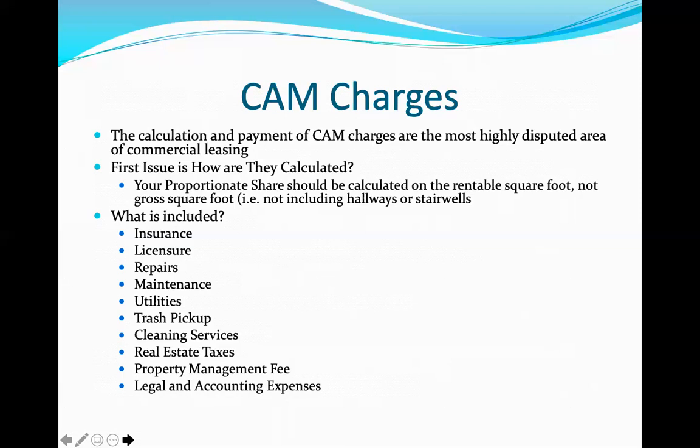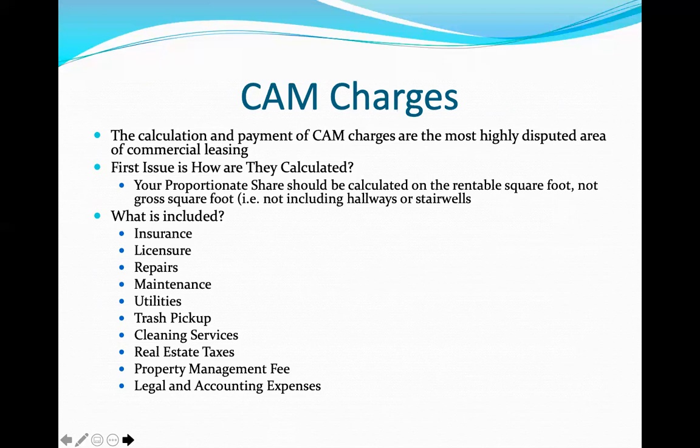And generally, it should be calculated on the rentable square foot. So let's say you have a rentable square foot of 1,000 square feet, and the building is 100,000 square feet. Then you would have 1% of the total. Your proportionate share would be 1%.